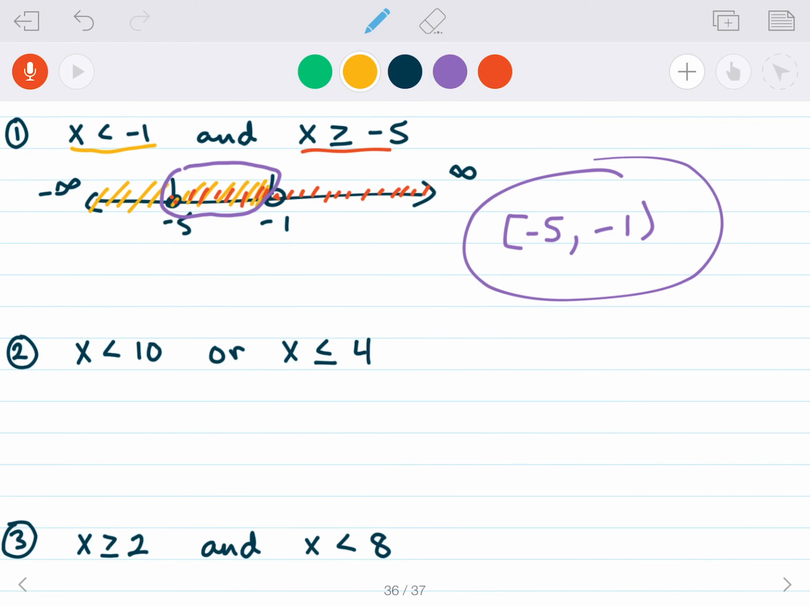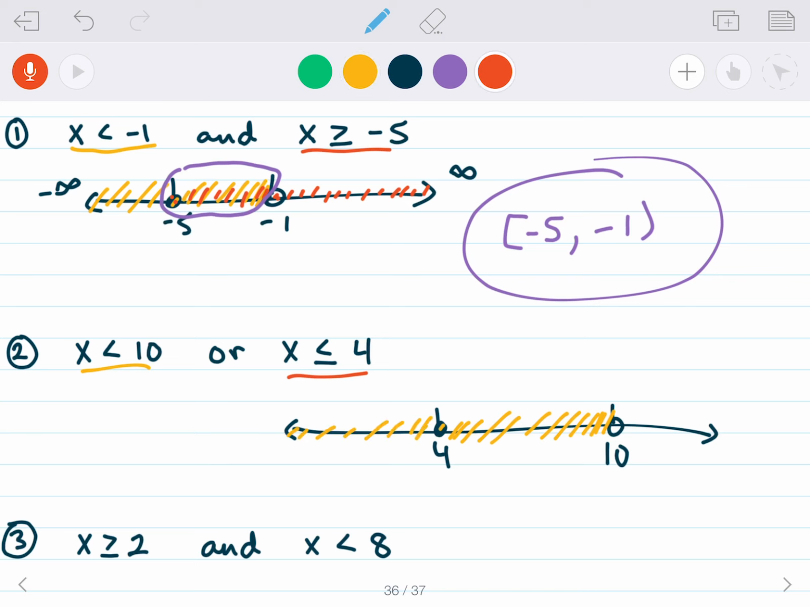Okay, let's do this one. X is less than 10, or, okay, so keyword is or, x is less than or equal to 4. So got my number line here. I'm going to plot 4 with a closed dot. I'm going to plot 10 with an open dot. And in yellow, x is less than 10 is going to be everything to the left of 10, including that guy. And in red, everything that is less than or equal to 4, so including 4, so everything less than or equal to 4.